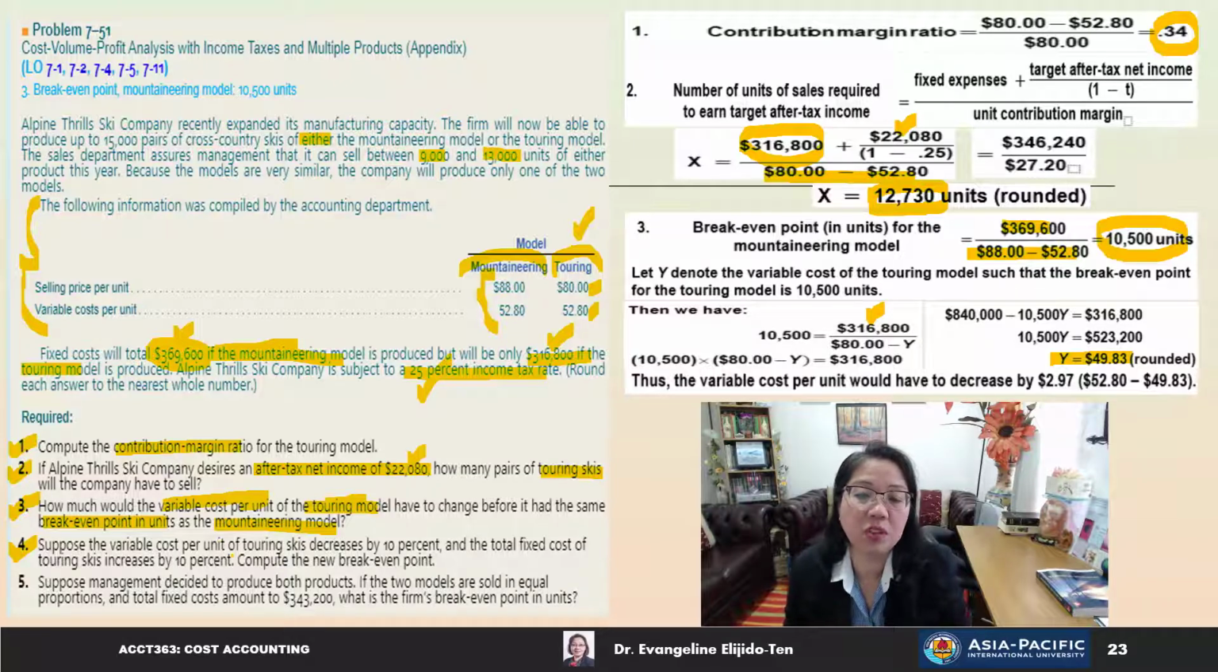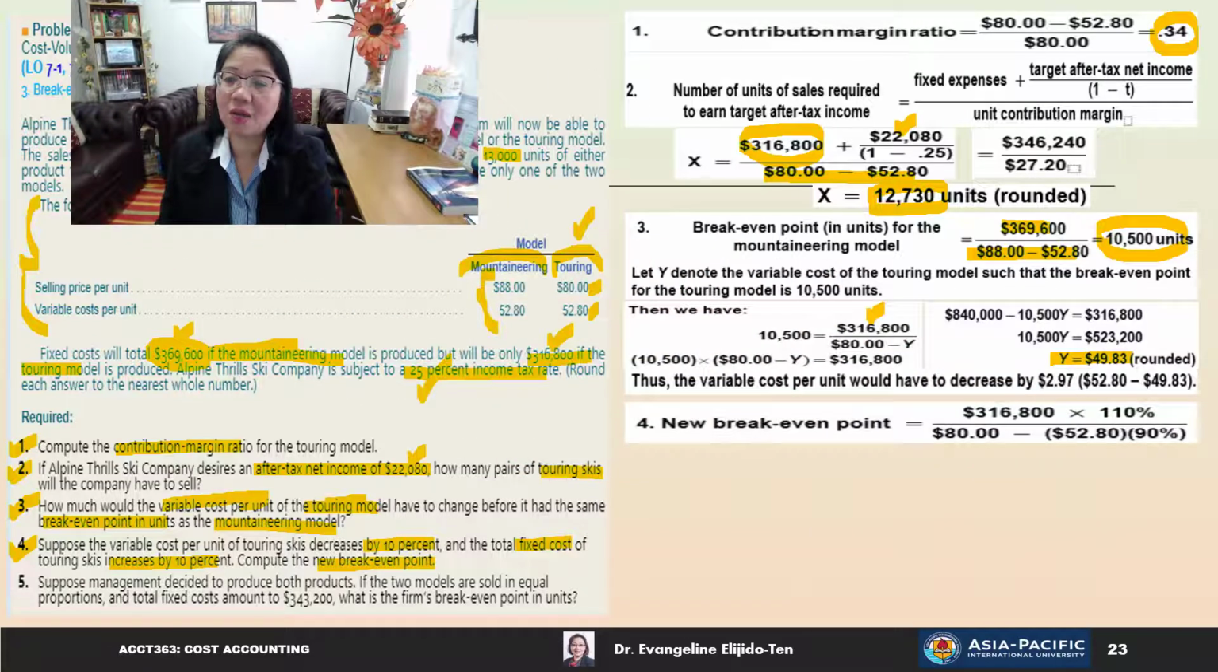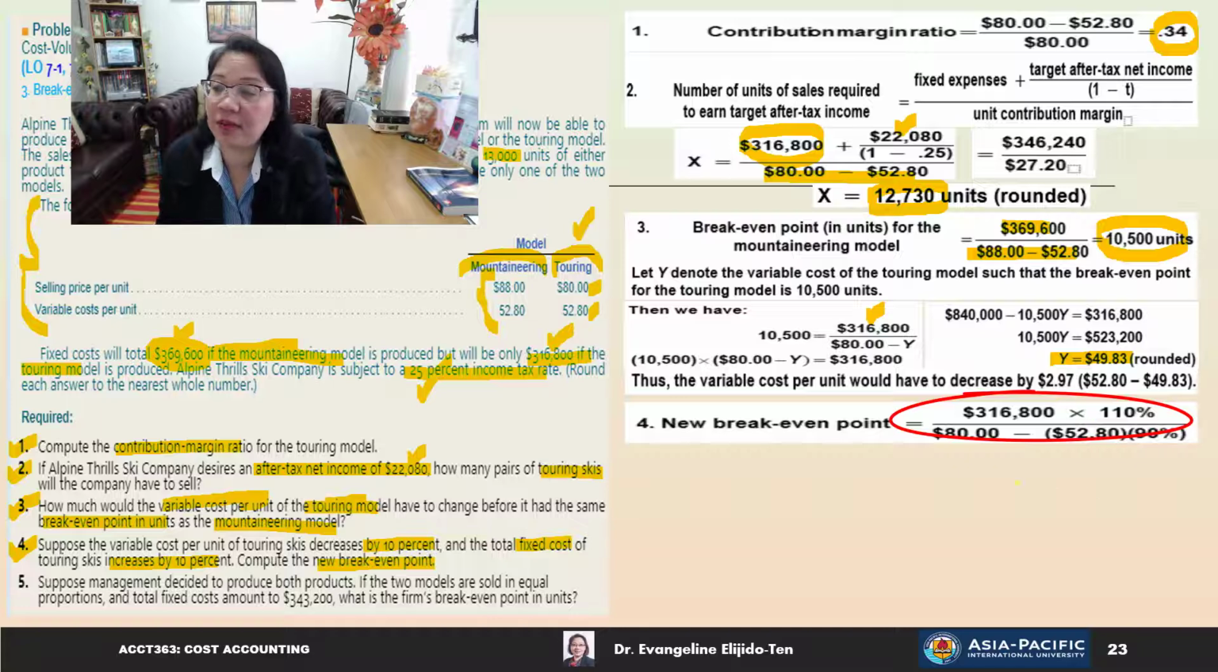Suppose the variable cost per unit of touring skis decreases by 10% and the total fixed cost of touring skis increases by 10%. We are now asked to calculate the new break-even point. All right, so the new break-even point will just be the fixed cost divided by the new UCM. Well, the old one was 316,800, and it's supposed to increase by 10%. So we'll multiply it by 1.1 or 110%.